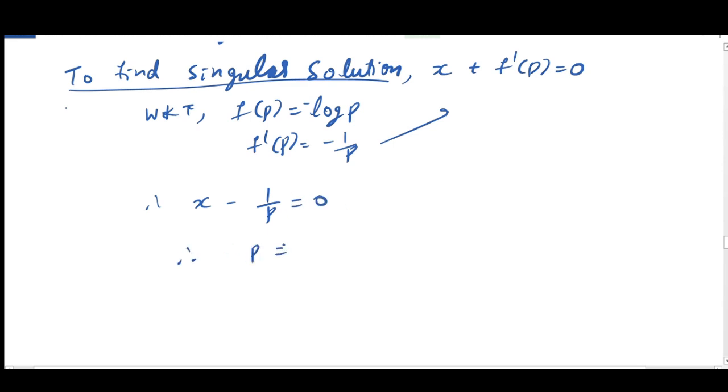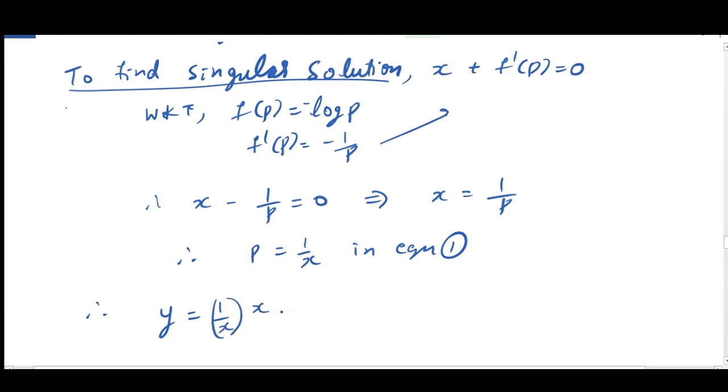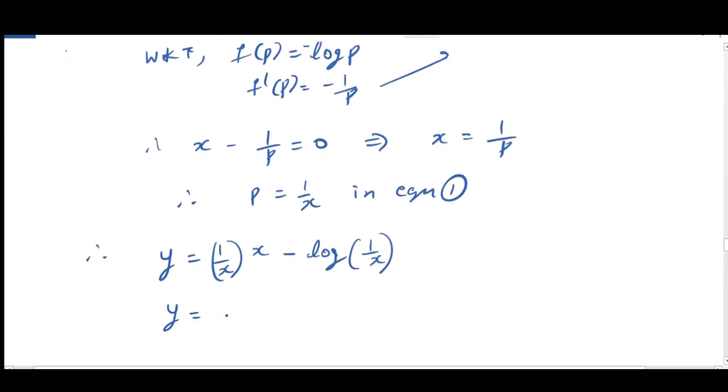Therefore, what is p, students? I want p. 1 by p, I will take it on this side, so x will become 1 by p. Therefore, what is p? 1 by x. Very good. Put it in equation 1. Therefore y is equal to, here p will become 1 by x, correct? X is already there, minus log, since in the question it is minus. Let us take it as minus log 1 by x. So p is becoming 1 by x. Further, when you simplify, y is equal to 1 minus log 1 by x.